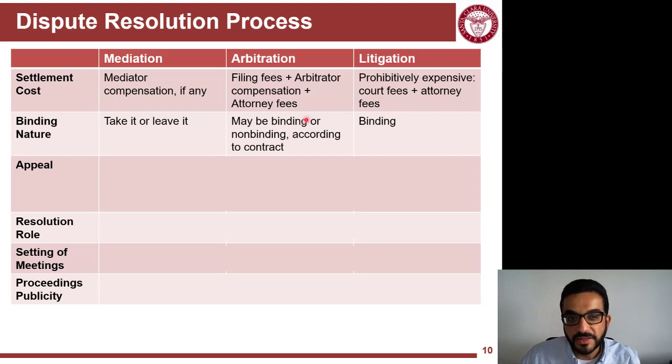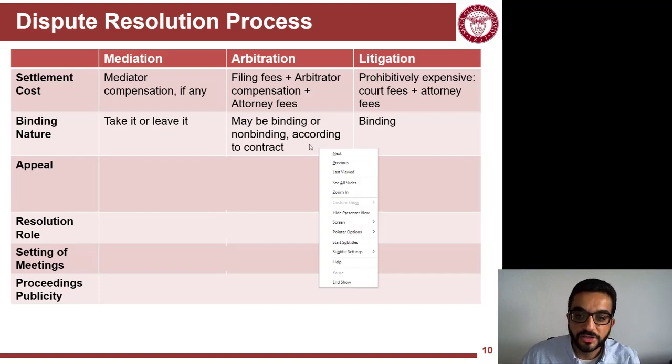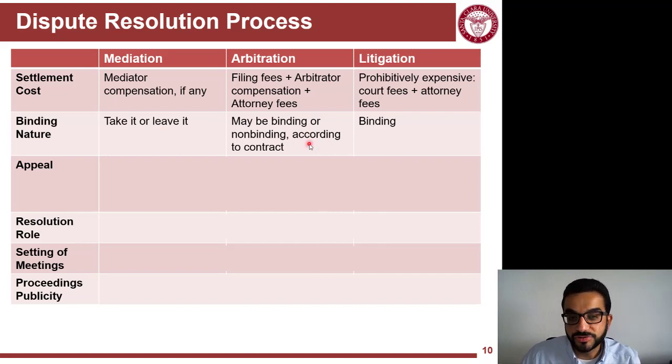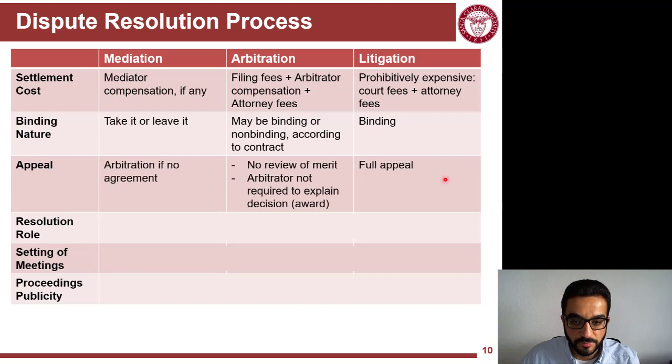Which one is more binding? Mediation, of course, is not that binding. It's take it or leave it. If you want to move forward to arbitration, you move forward to arbitration. Arbitration, the contract can say it's binding or not binding, then you move to litigation. Litigation courts have different levels, so eventually it will be binding at the end. You can appeal it at different levels of the court, but at some point that's it. The final decision can be made.